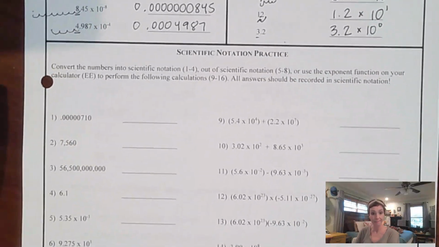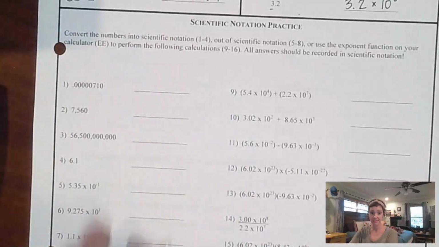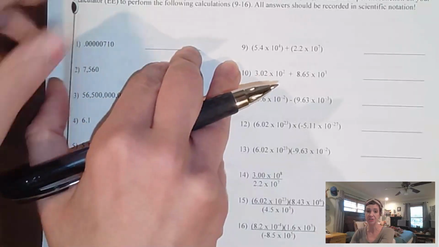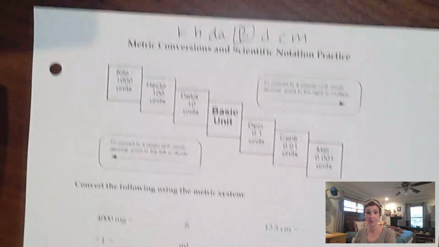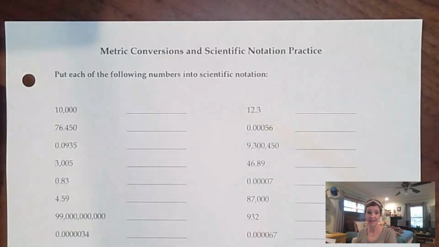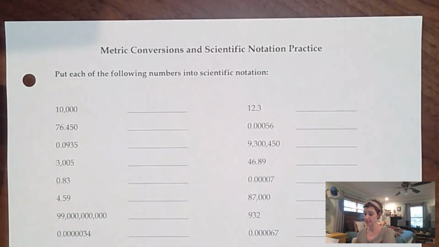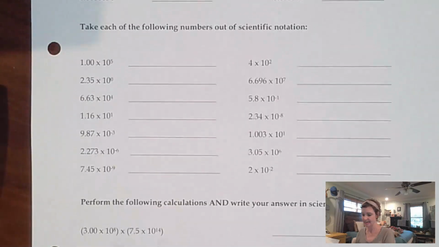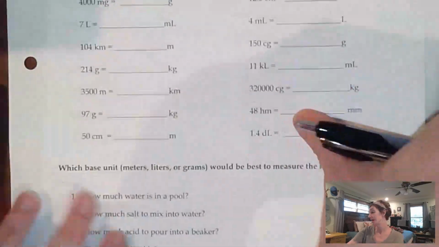Okay, so here are some practice examples that I'm going to let you guys knock out on your own, probably for homework. You can reference the homework assignment that also incorporates the metric conversions. On the back of that page, we have putting numbers into scientific notation, a lot of practice for you guys, and taking numbers out of scientific notation. So that's going to be excellent practice for you guys. Remember, guys, big numbers are positive, small numbers are negative.